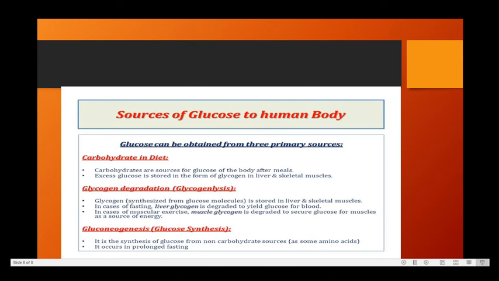In the absence of glucose, our body can synthesize some glucose molecules from non-carbohydrate sources such as some amino acids, and this process is known as gluconeogenesis, and it occurs in prolonged fasting. So in the next part of this video, I will explain the main functions of glucose in the human body.